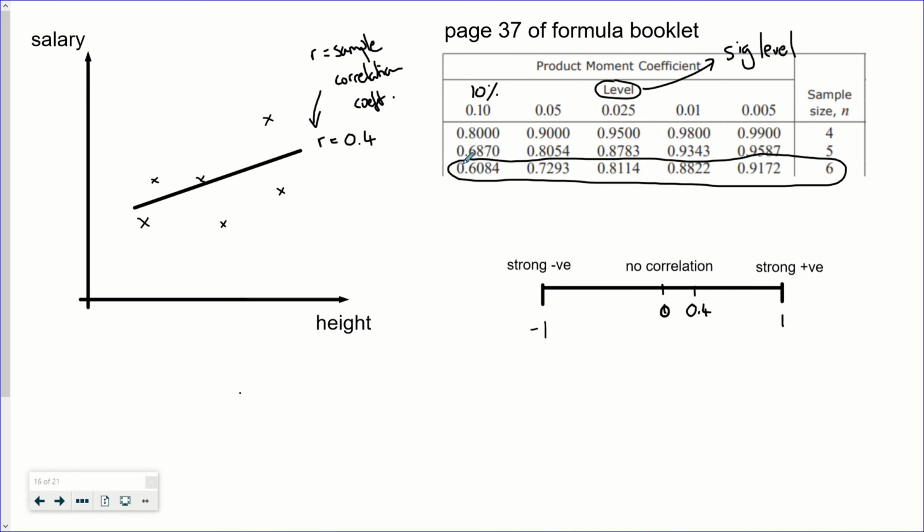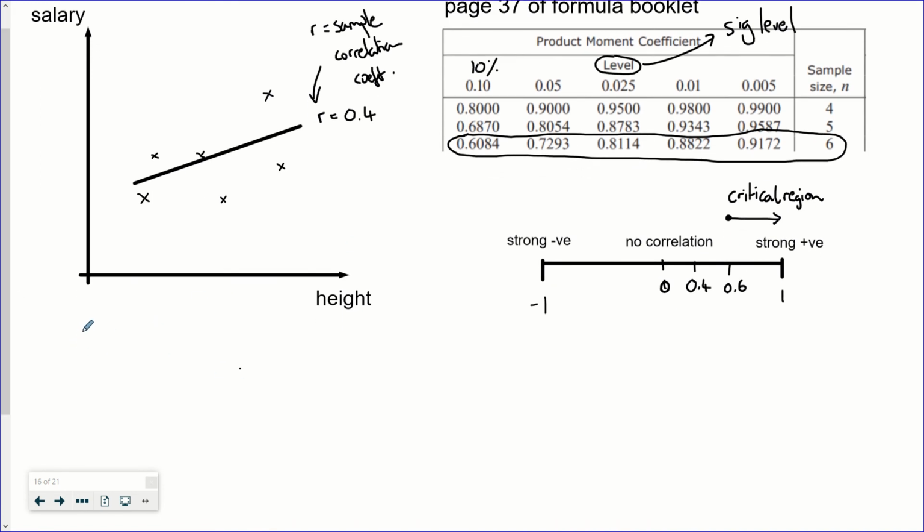So what this table tells us is this number here is the minimum value that r, our sample correlation coefficient, would have to be in order to conclude that there's a positive correlation. So if we put that on our scale here, 0.6, if we had r greater than 0.6, then we can conclude that there's a positive correlation. And we call this our critical region. And you should recognize that word already from Year 12 statistics. The critical region is the region in which we can reject H0.